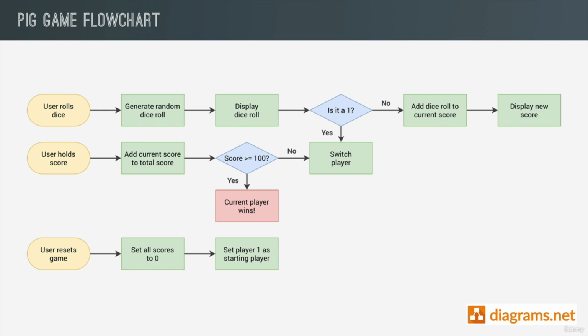Next, the other option is that the user wants to hold his score, and then we add the current score to the total score. Once that is done, we must check if the score is above or equal 100. Because as I said, the player wins whenever the score is at least 100 points, right? And if it's not, then we just switch the player and the game keeps on running. Finally, when the user chooses to reset the game, we simply set all scores to 0 and set player number 1 back to being the starting player.